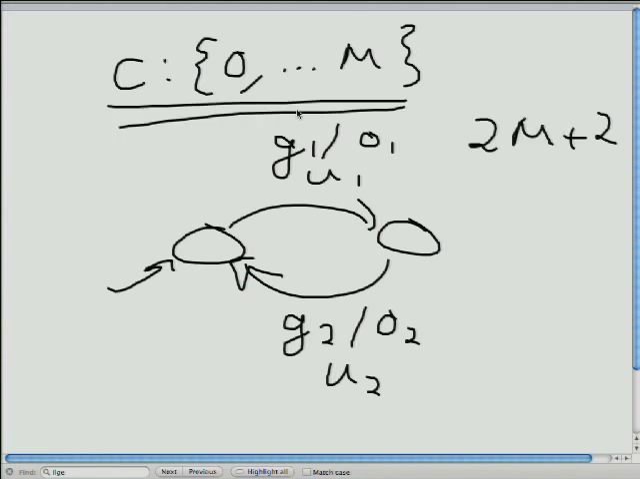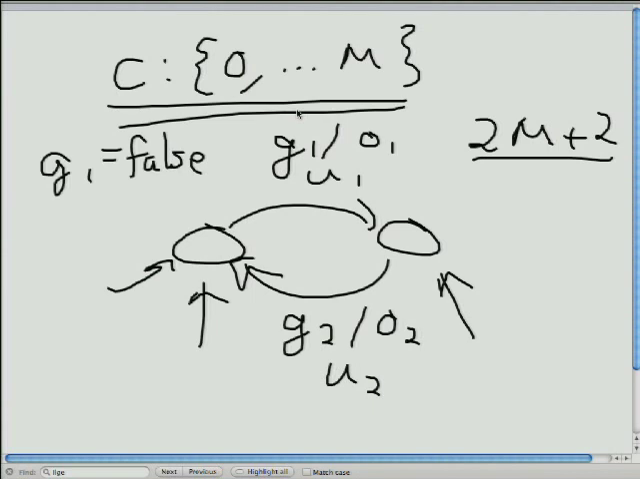Now, I want to emphasize that depending on what these guards are, not all of those states may be reachable. Suppose, for example, that the guard G1 is always false. Then even though the state machine description has 2m plus 2 states, there's only m plus 1 reachable states. Sorry, there might not even be that many. In fact, in this case there is actually only one reachable state. There are no updates that can occur to the variable c, so there's only going to be one reachable state in that system if the guard is false.